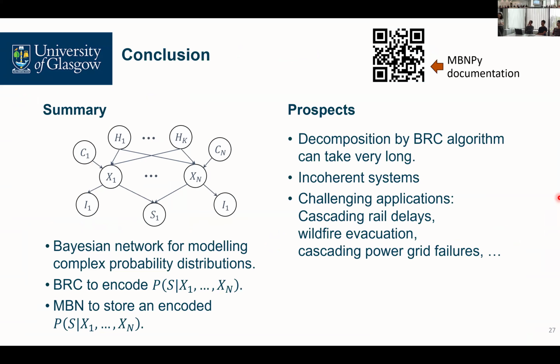So in summary, this presentation was about how we can use Bayesian networks to handle these large-scale complex networks or systems. We can use BRC to automatically encode the system probability distribution, while MBN can be used to store these probabilities and perform various inferences. But there is still a long way to go to address these complex large-scale systems in a practical manner. First of all, the decomposition by the BRC algorithm can take very long.